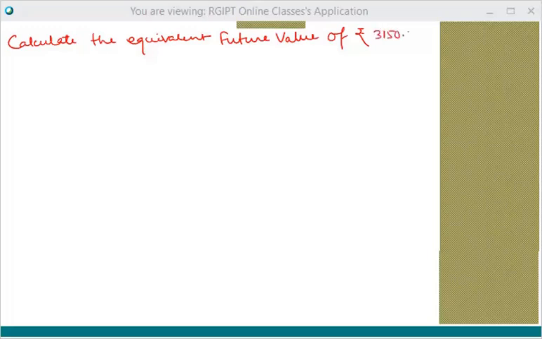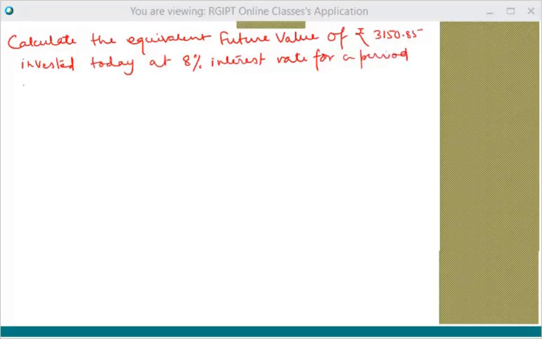Here I am saying: calculate the equivalent future value of rupees 3150.85 invested today at 8% interest rate for a period of 6 years.